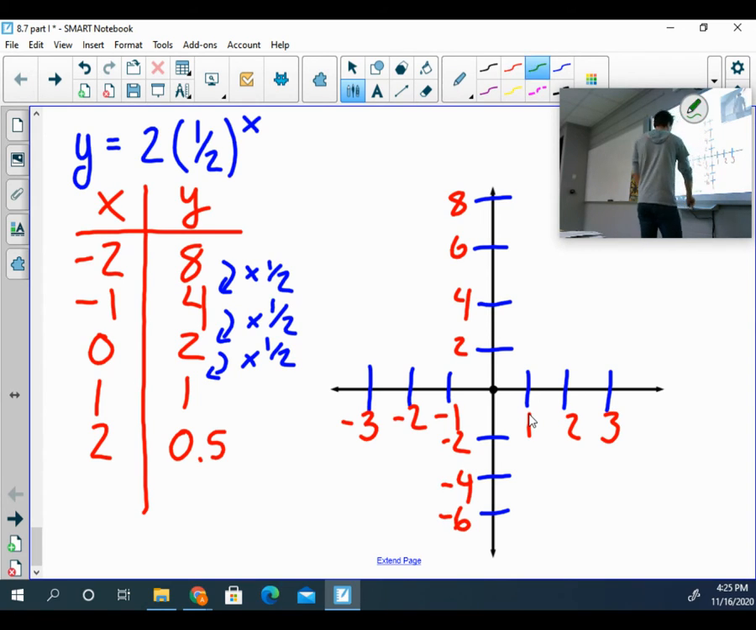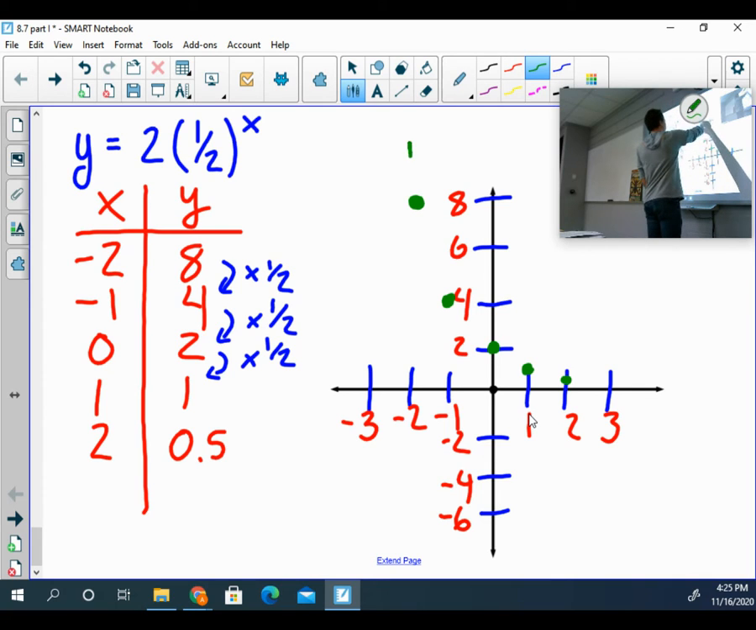And I'm going to plot my points. At -2, I'm at 8. At -1, I'm at 4. At 0, I'm at 2. At 1, I'm at 1. And at 2, I'm at 0.5.